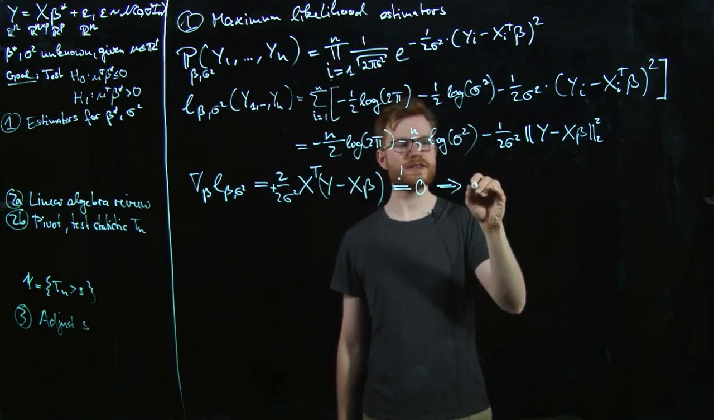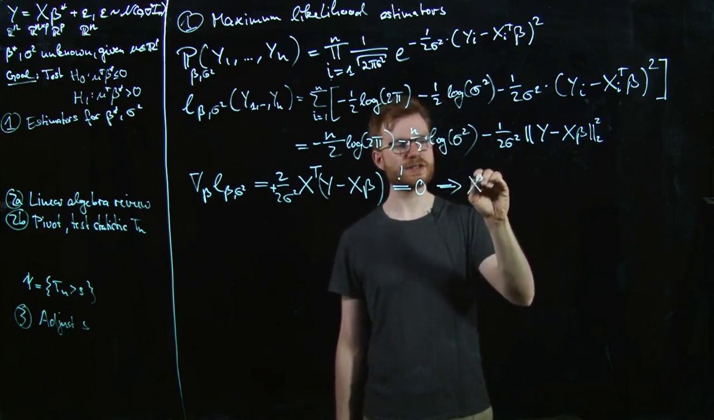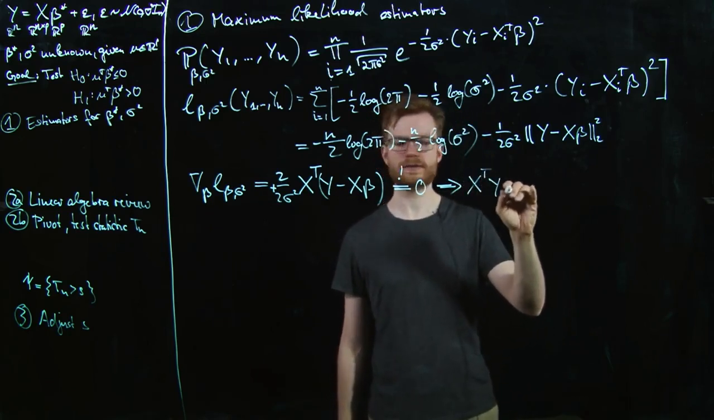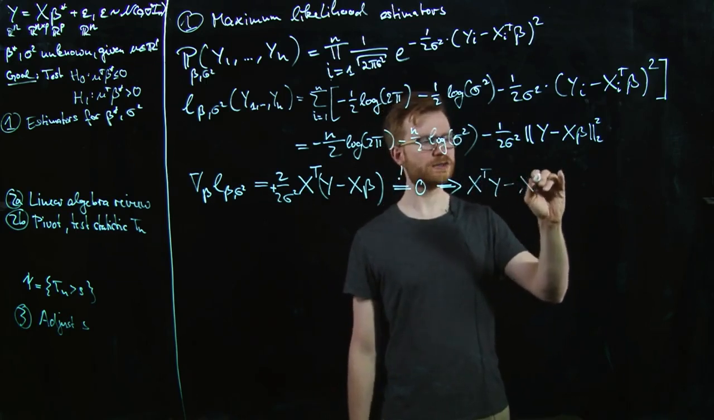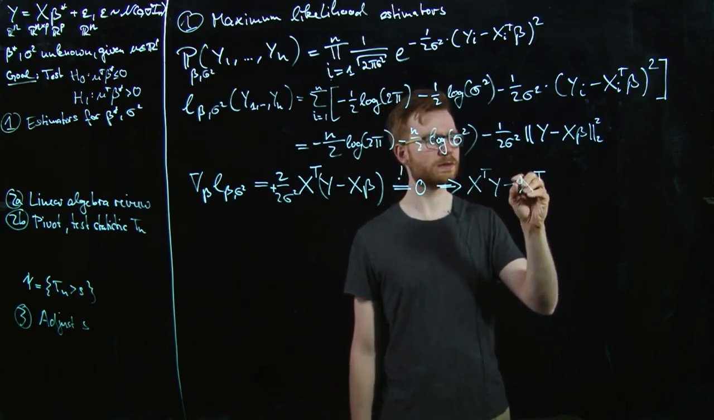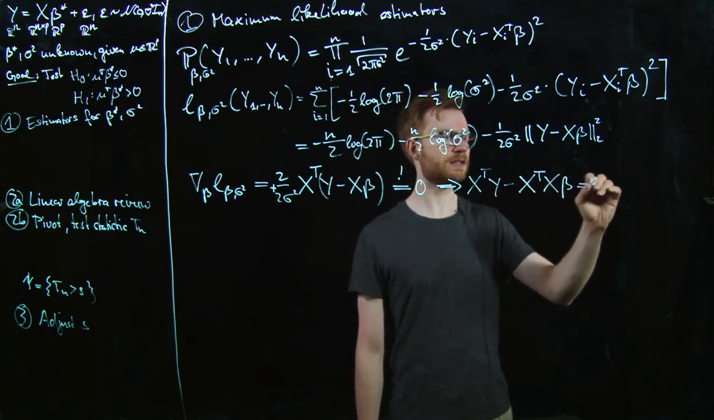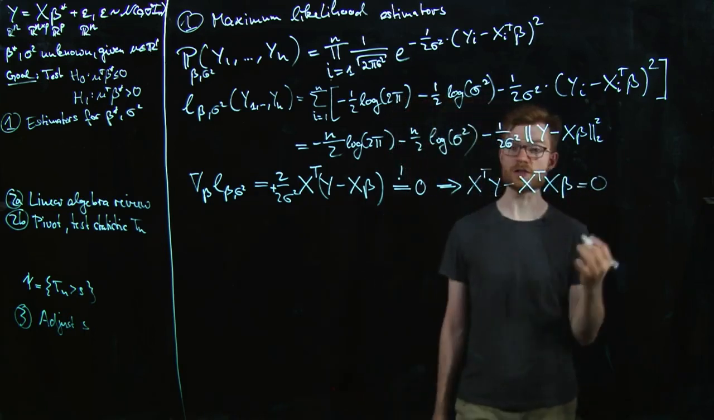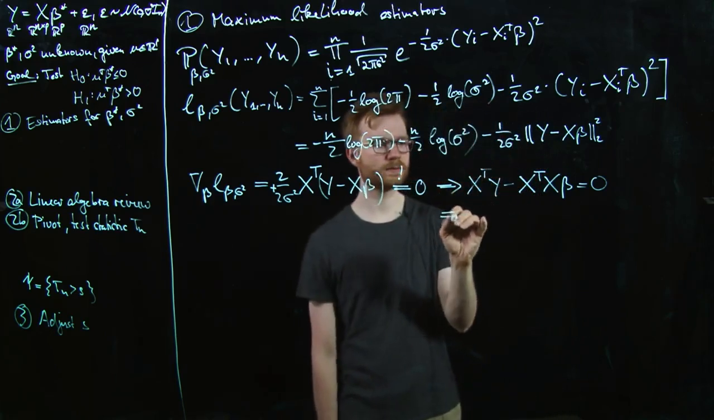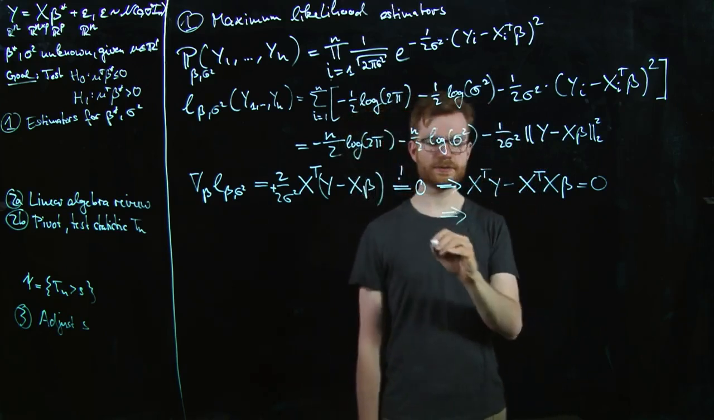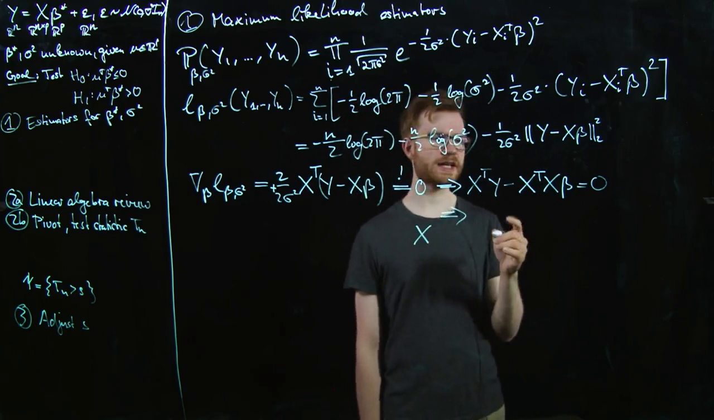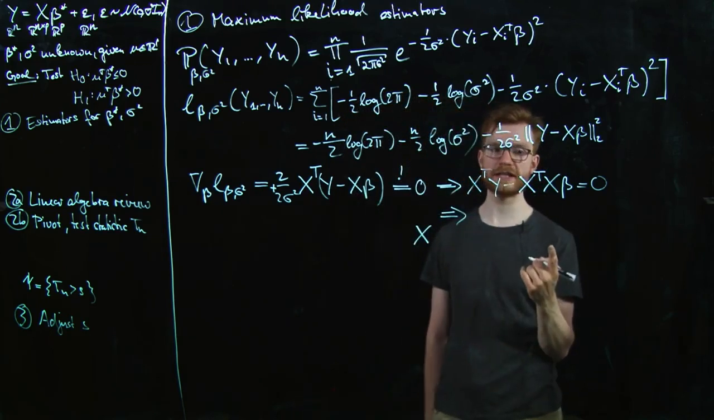And what I end up with is x transpose y minus x transpose x beta is equal to 0. And this is the normal equations. And now it's important that I assumed x to have full column rank.